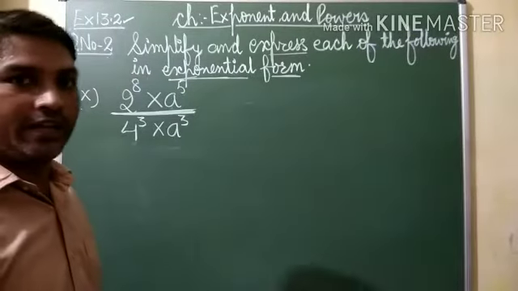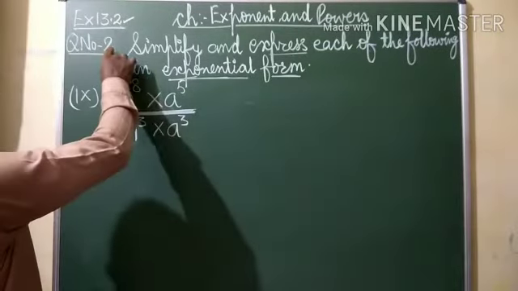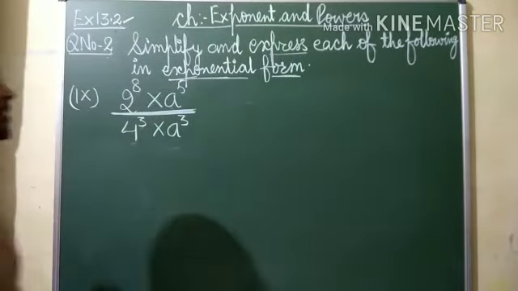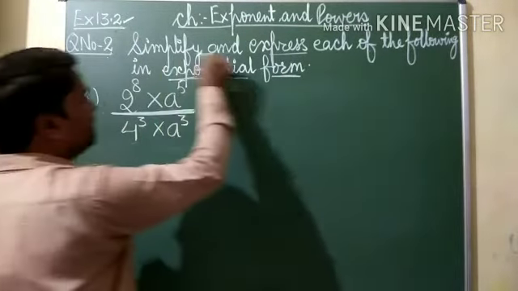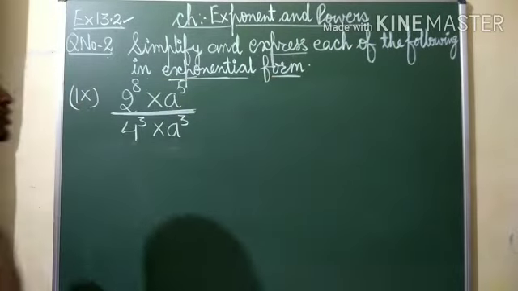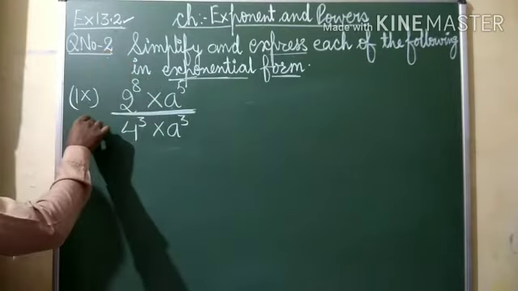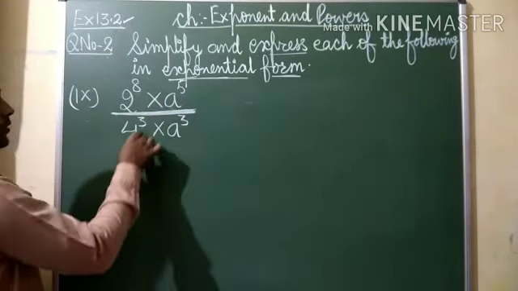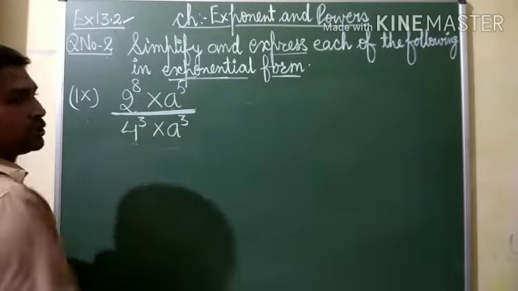Hello everyone. In this video we will do question number 2, exercise 13.2 and the chapter is exponents and powers. Question number 2 is: simplify and express each of the following in exponential form. First we have question number 2, ninth part: 2 raised to 8 multiplied by a raised to 5, whole divided by 4 raised to 3 multiplied by a raised to 3.